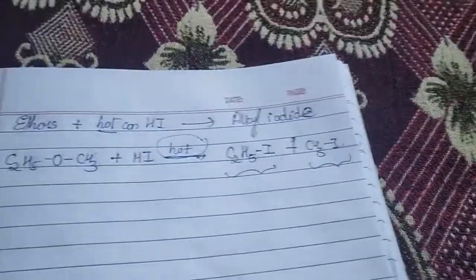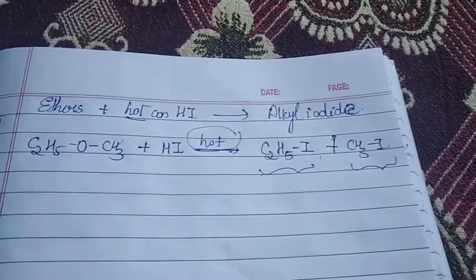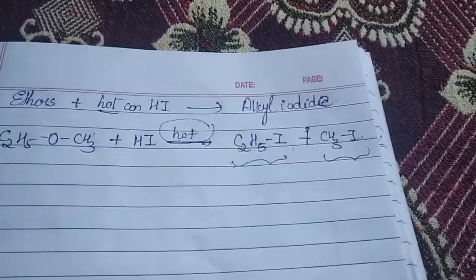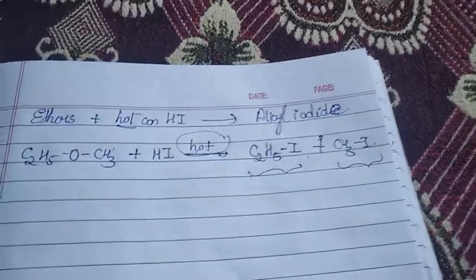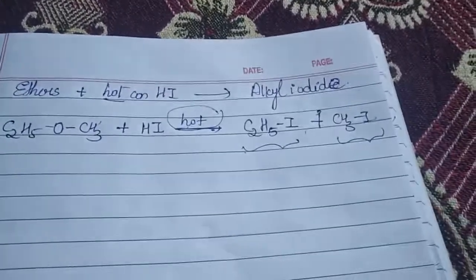Whenever we are treating your ethers with your hydrogen iodide in the hot condition, both the products will be your respective alkyl iodide. Is that clear? No doubt? Okay.